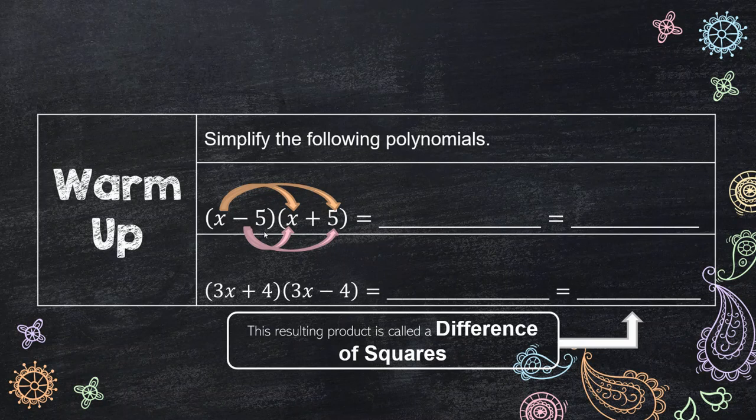So x times x gives us x squared. x times 5 gives us 5x. And then distributing the negative 5: negative 5 times x gives us negative 5x. Negative 5 times 5 gives us negative 25.